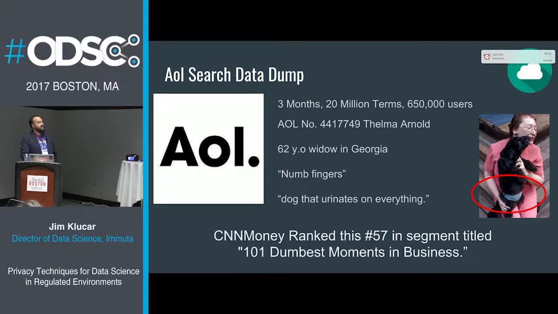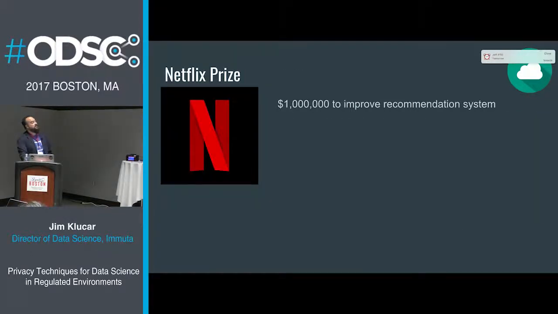The CTO of AOL was fired pretty instantly. CNN Money came out with a segment titled 101 Dumbest Moments in Business and ranked this number 57. It was a big problem for AOL. And you guys can probably know that you don't really go to AOL to do searches anymore, right? So yeah, it's a problem trying to release data.